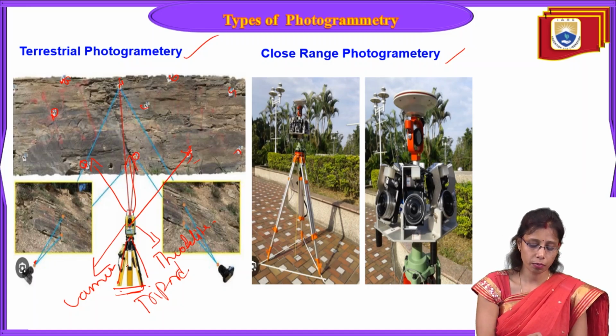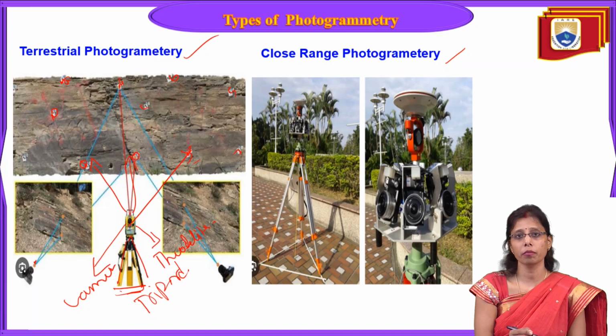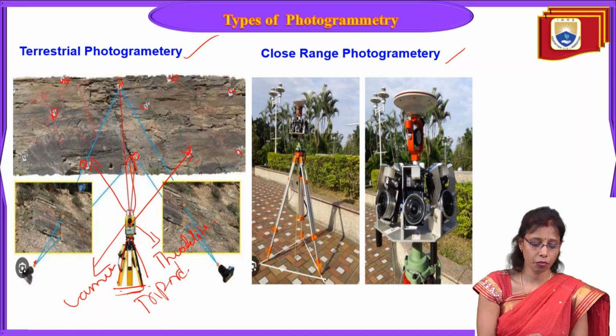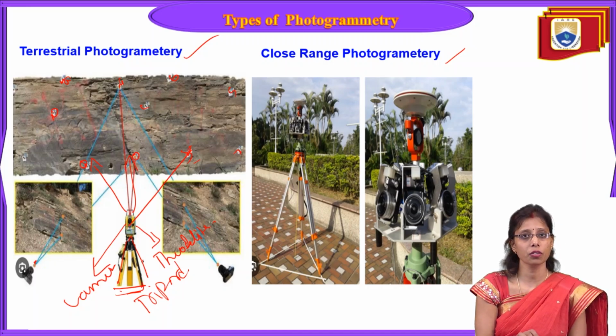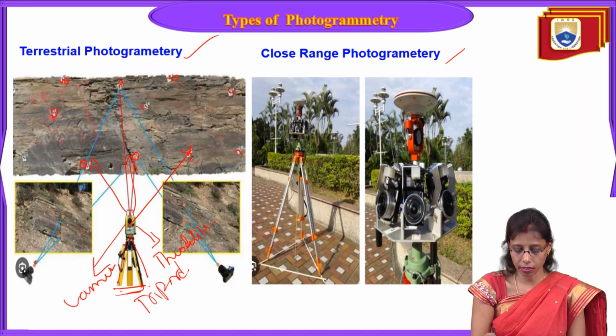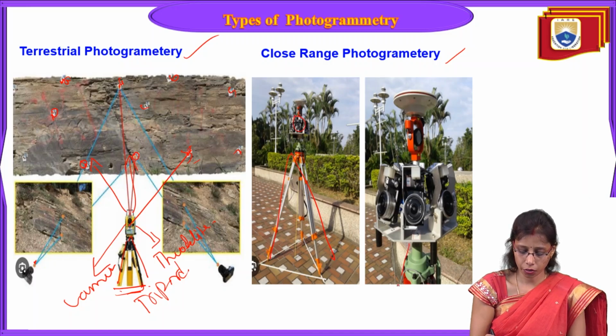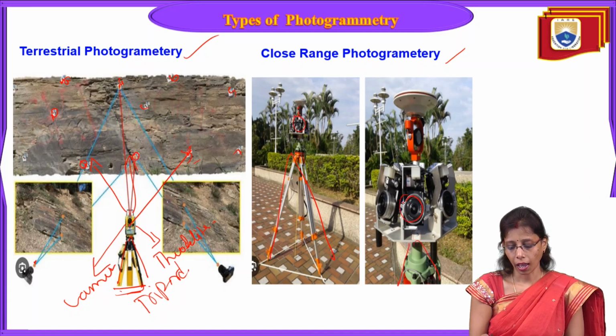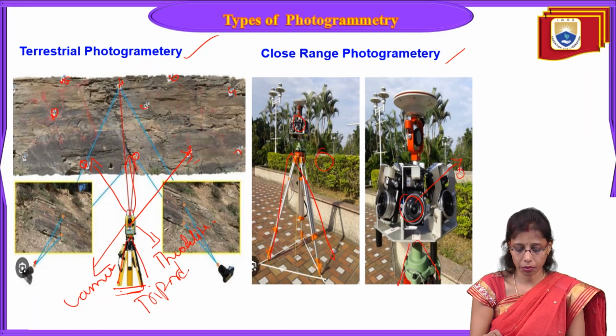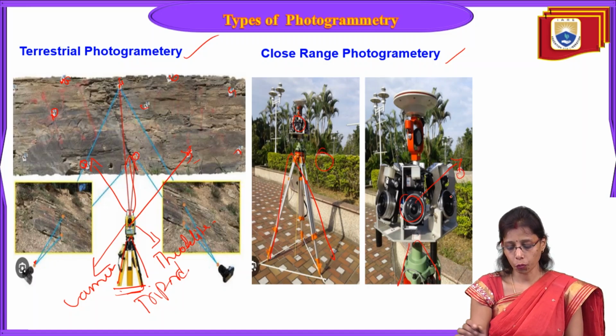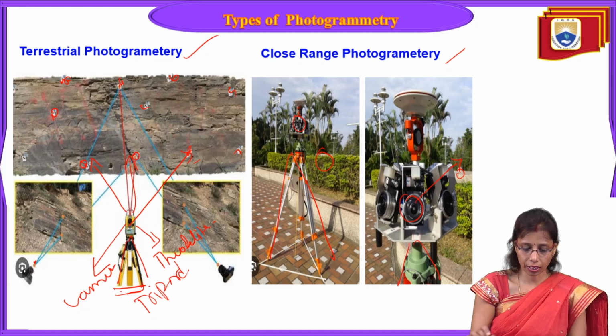This is also possible only when sunlight is available. At night time, we are unable to take this kind of images. So terrestrial photogrammetry is from the ground and in the presence of sunlight. Now here we have close range photogrammetry. You can see here, we have a tripod and a camera fixed over here, and this is going to capture very nearby information, like at a distance of 1 meter, 2 meters, right?